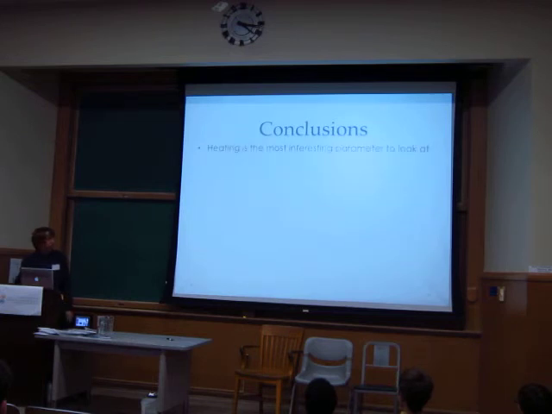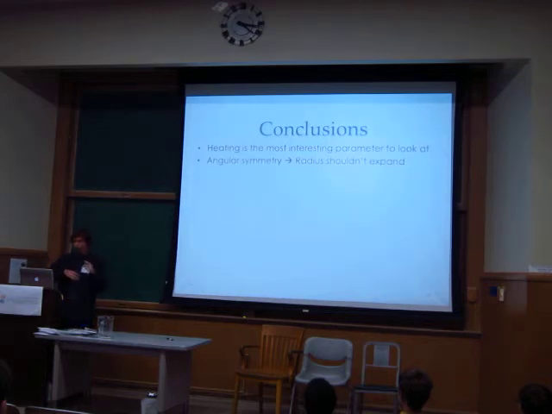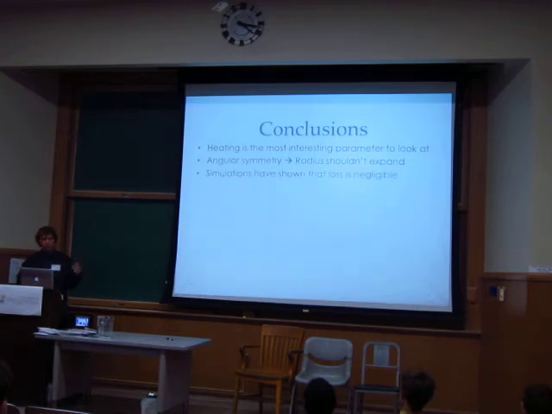So, conclusions. Heating is the most interesting parameter to look at, so that's what I'm going to continue looking at. The reason is that in my code there's angular symmetry in the problem, so angular momentum is conserved and the radius shouldn't expand. There's really no point in looking at that in the code. Simulations have shown that loss is negligible, and again, if I had better code, that would work, but that's something to look at in the future.